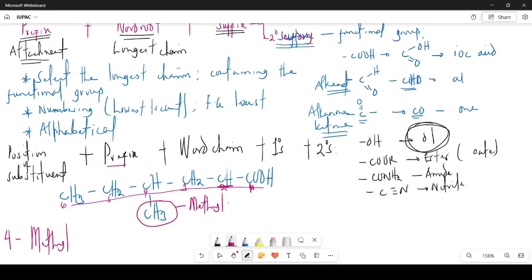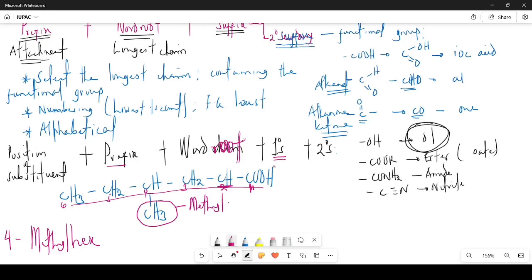After identifying methyl, the prefix, you go ahead and name your word root. I said word root, chain. This is word root. Now remember, the word root is the longest chain. So after identifying your longest chain, that is your word root. And what's our longest chain here? 6 carbon. What are you going to call it? You call it hex. Good. Now, after seeing hex, what's the next thing?